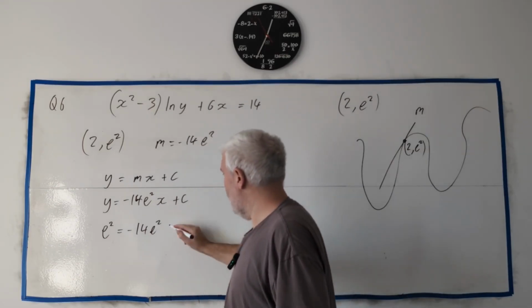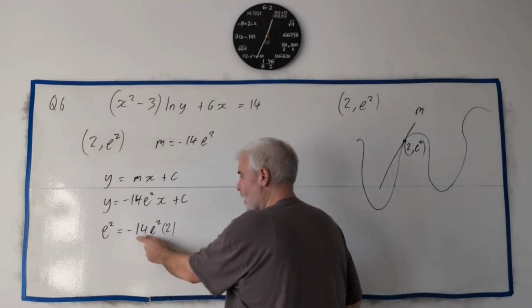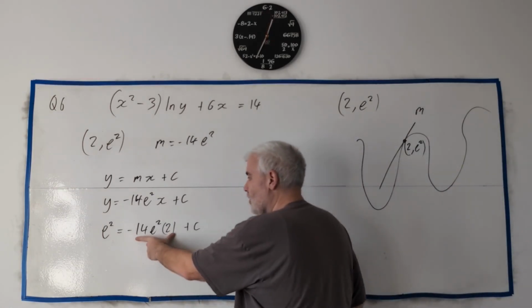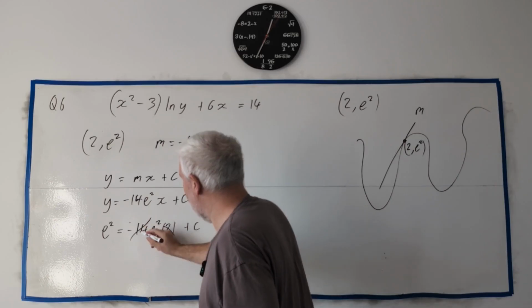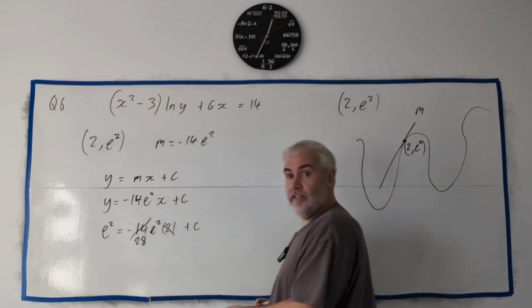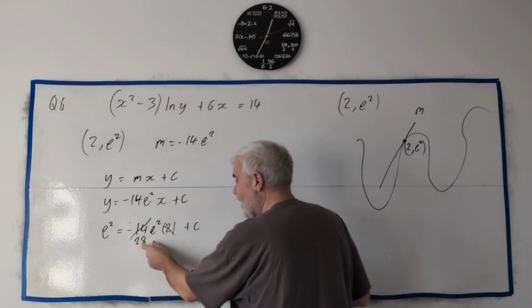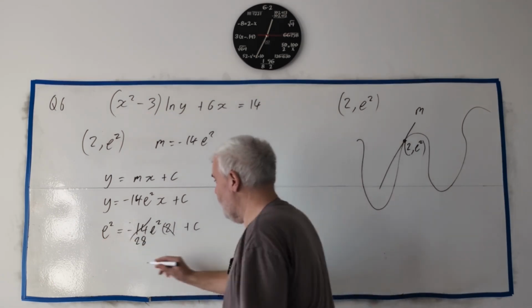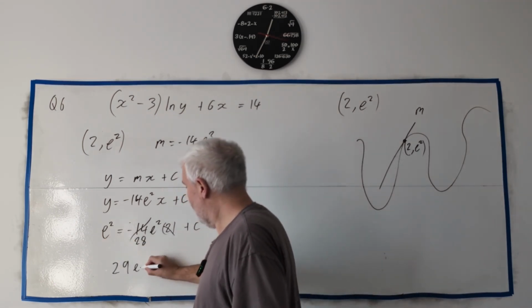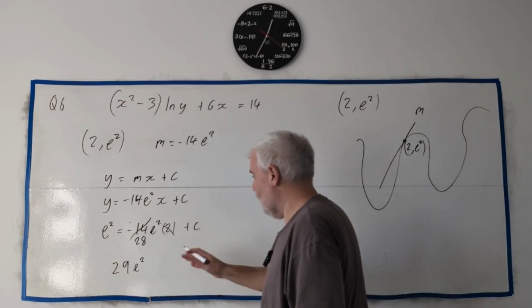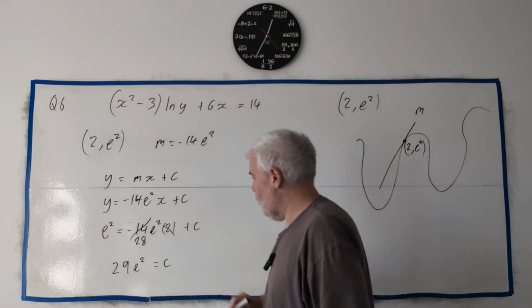X is a 2. 2 times minus 14 is minus 28 plus c. So we really have minus, let me clean that up. We have minus 28 over here. Add that to both sides. Add 28 e squared to both sides. This will be destroyed, and we're left on this side with 29 e squared. So there's 1 e squared here and 28 more coming, with 29 is equal to c.